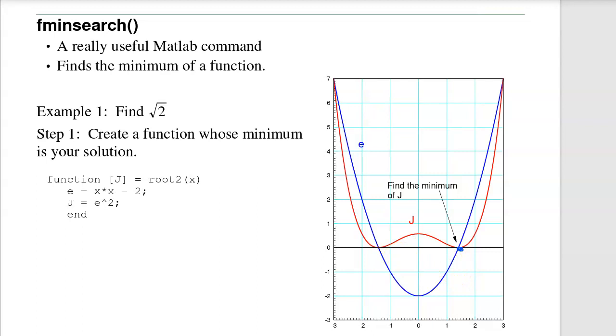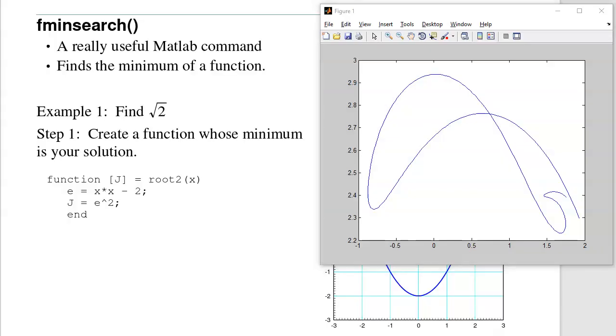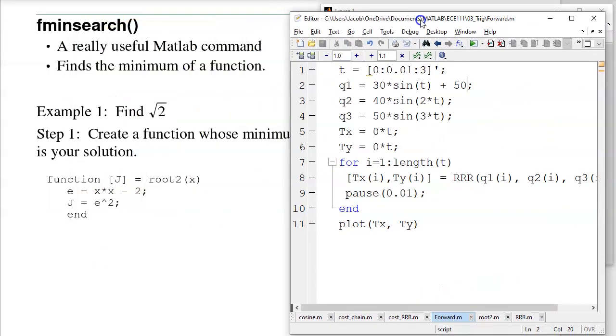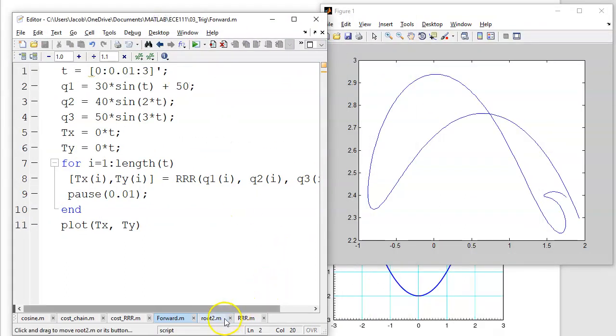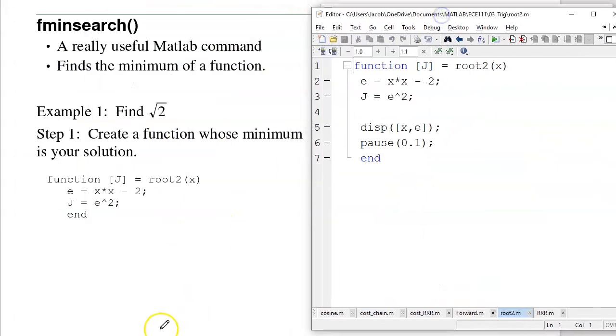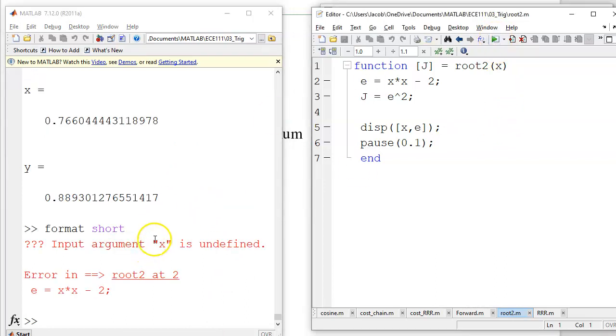So again, in MATLAB, what I can do is put this over here. There's my function, root 2. Now in MATLAB, again, I cannot execute a function directly. If I do that, it says, I have no idea what you're doing. What's x? I can call it though.